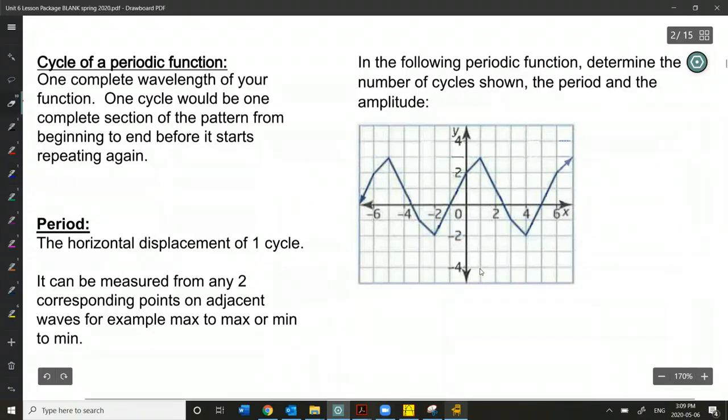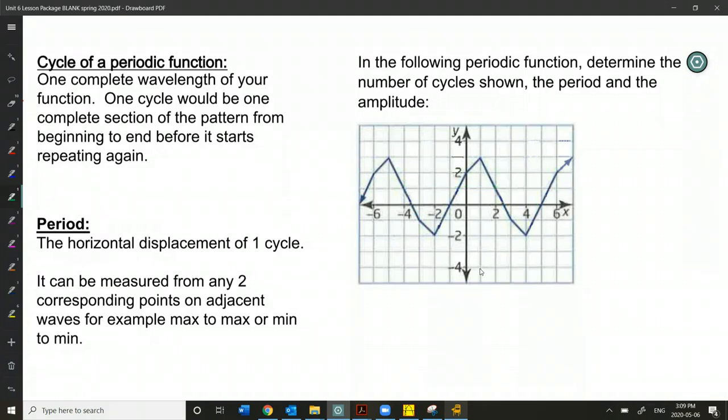We could also just choose any random point on here as long as we can see where it happens in the next cycle. So I'm noticing that this is the exact same point in both of these cycles, and that can also be used to measure my period. I could also use this point right here. Okay, I would measure from here to here. No matter what I choose, I should end up with the same period.